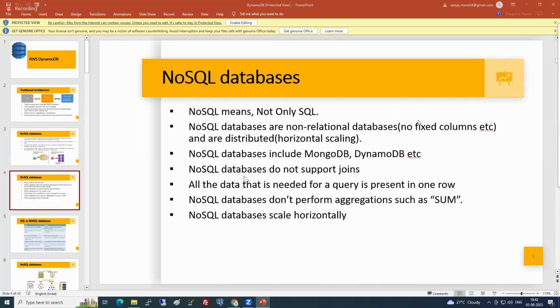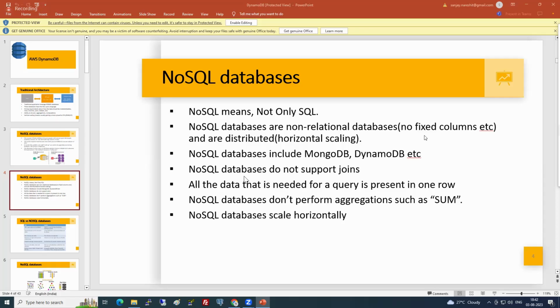So NoSQL here means not only SQL. In RDBMS, if you know relational database concepts, everything is structured. It is a relational database, correct? You will create a table. And have you heard about keys inside the tables? What are the keys? Primary keys, composite keys, secondary keys. You have so many keys.